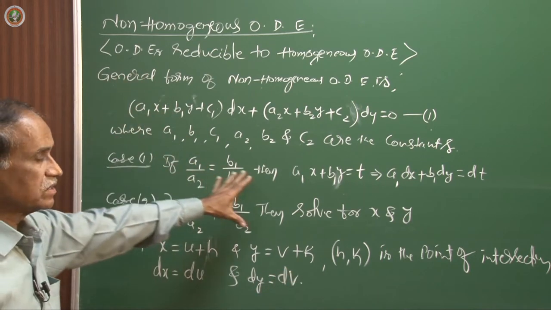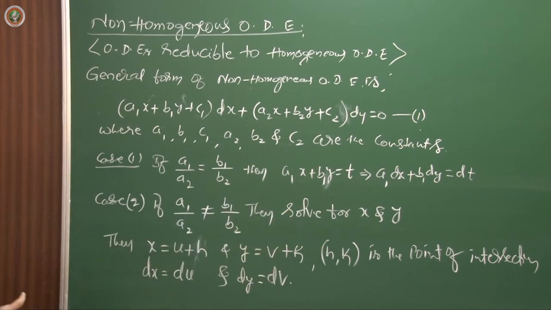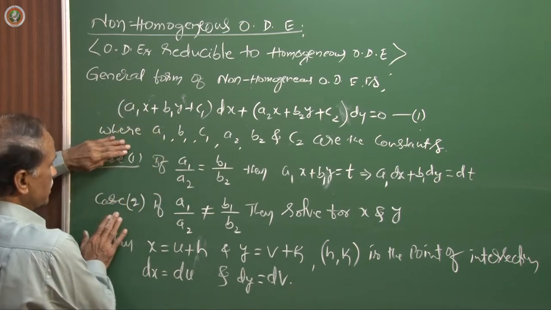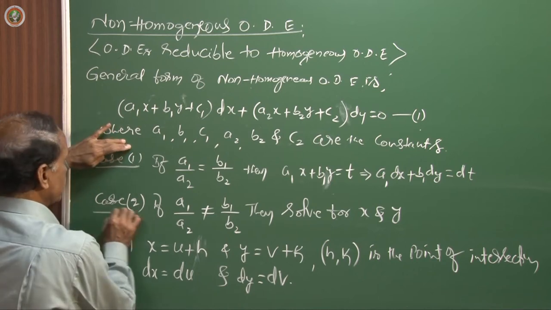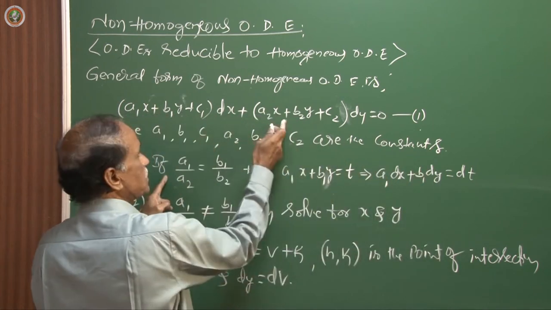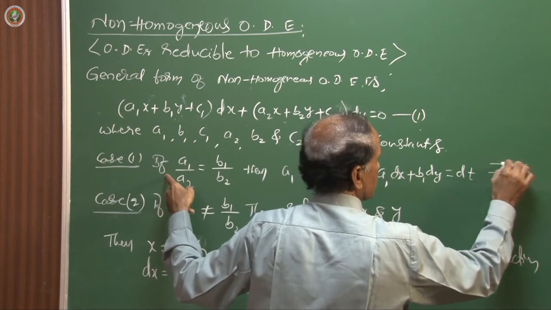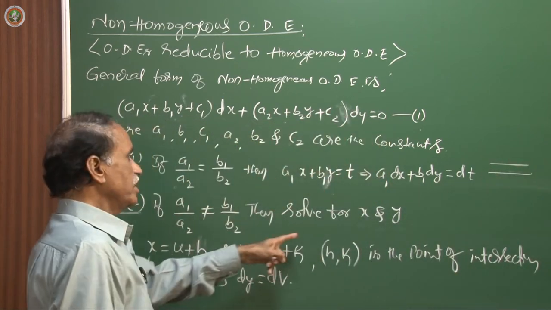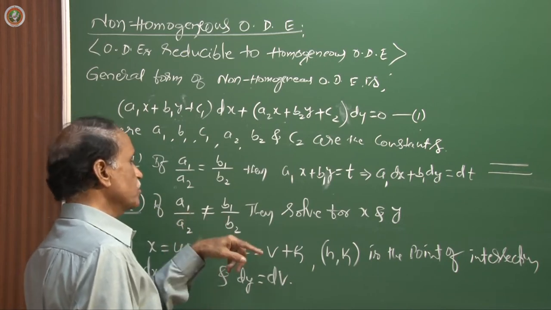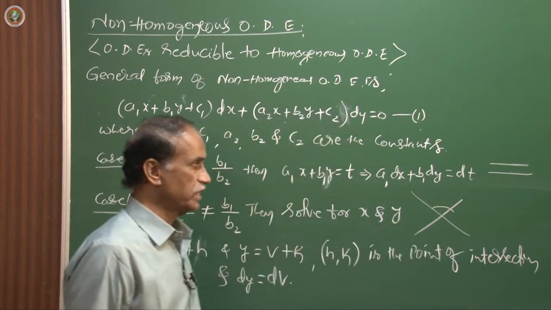Okay, these details are sufficient to understand the non-homogeneous differential equation, which can be reduced to the homogeneous differential equation. These two cases you must work out separately. These two straight lines are parallel. But whenever a1 by a2 is not equal to b1 by b2, then you will find the point of intersection between those two lines.